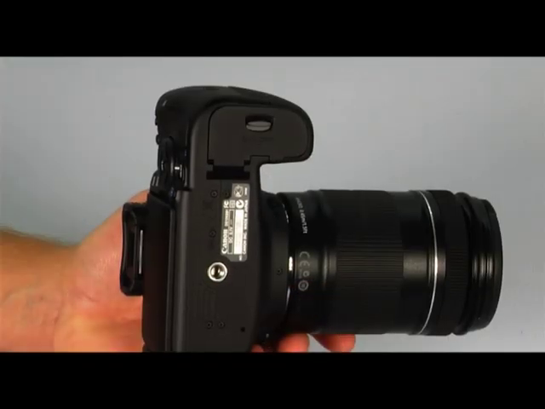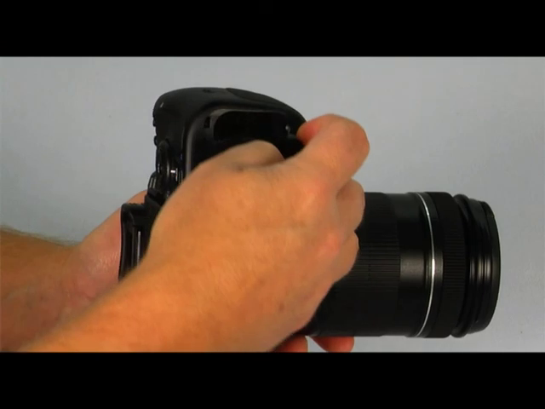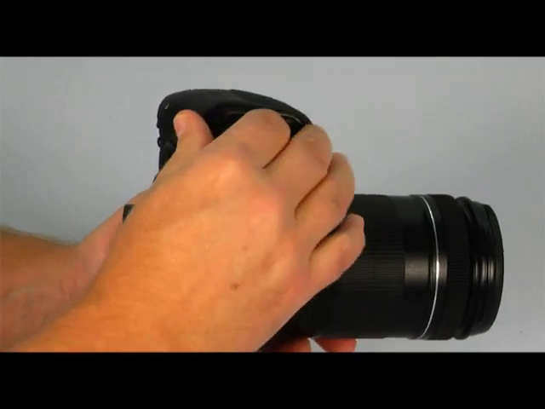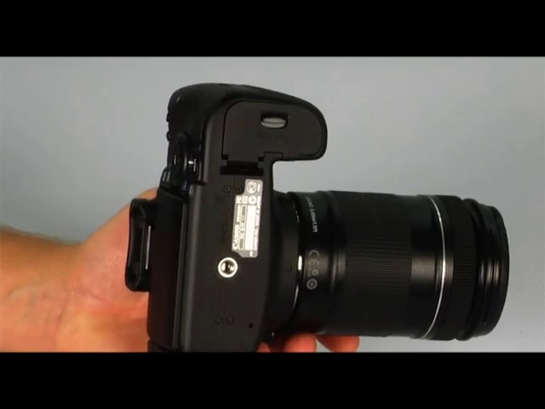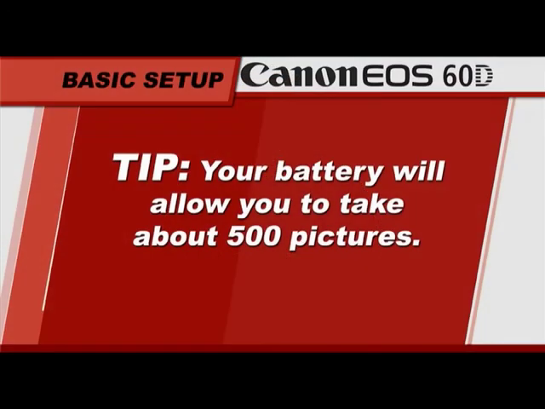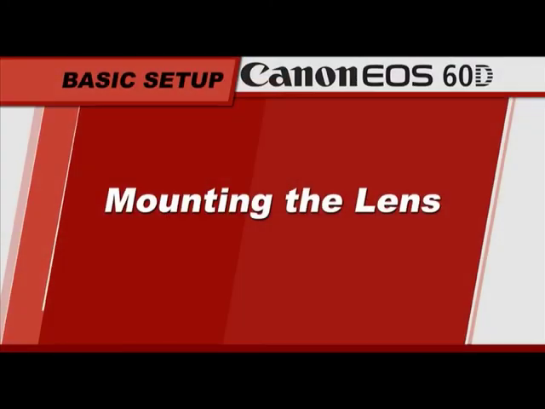To insert your battery, slide the lever to open the battery compartment door, and insert the battery with the contact points in first. The number of pictures you can take with a fully charged battery varies according to use. In normal conditions, you can get about 500 pictures from a full battery charge. Keep in mind that using the flash affects how much power the camera uses. If you're doing a lot of flash photography, keep an eye on the battery level.